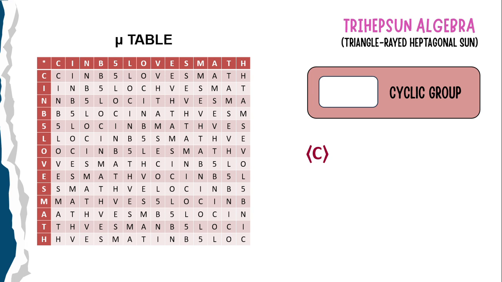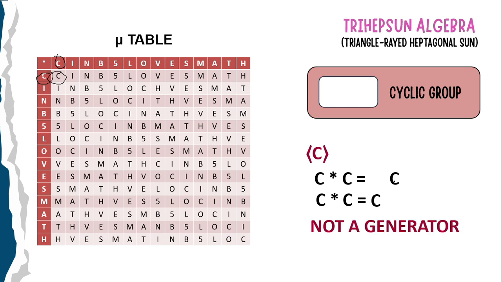Let's start with element C. Here we have C star C is equal to C. Since our resulting element is C, we operate it with C again, and we get C. This is not a generator since element C only generates one element, which is C.